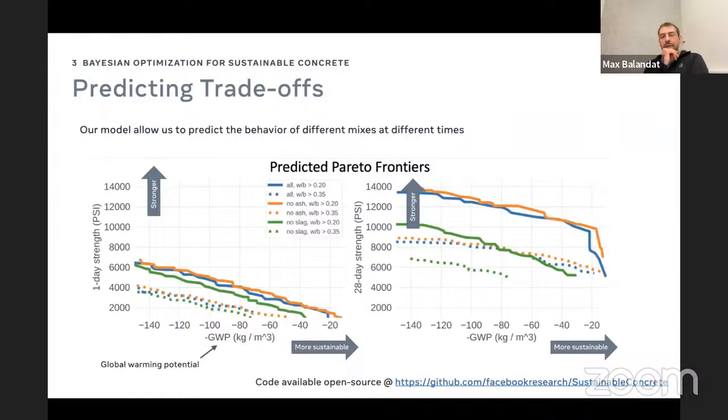So we can use those models to predict trade-offs from a bunch of the data that we've gathered. On the left, you see the 1-day strength. On the right, you see the 28-day strength. And there are clear trade-offs here. The y-axis is the strength, the x-axis is the global warming potential, or the negative global warming potential, I should say. So there's clear trade-offs between strength and global warming potential. But there's also something interesting that you see, for instance, that the mix without slag looks pretty competitive early on, but there's a pretty strong difference at the 28-day mark between that and the other two mixes.